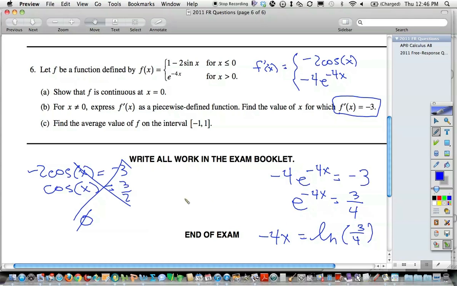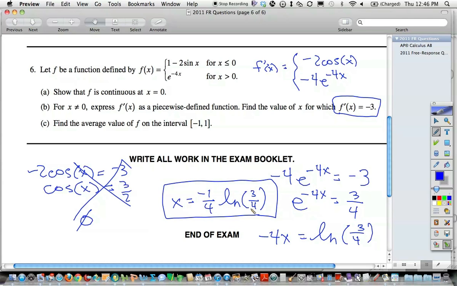Then we divide by negative 4. I would write it this way, negative 1/4 ln 3/4. Okay? Now, you might be tempted to just leave that as your answer. And if you didn't even think another thing about it and you just left that as your answer, you'd be right. Somebody in the other class brought up the fact that, wait a minute, this is negative.